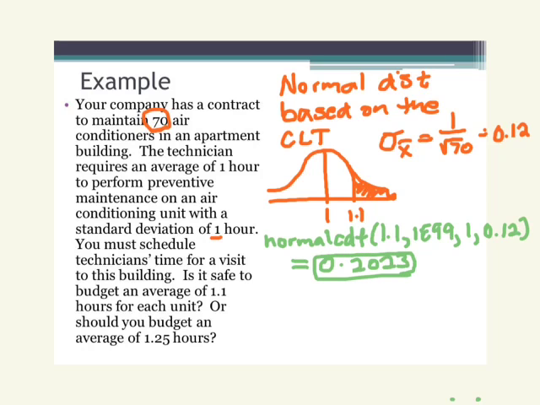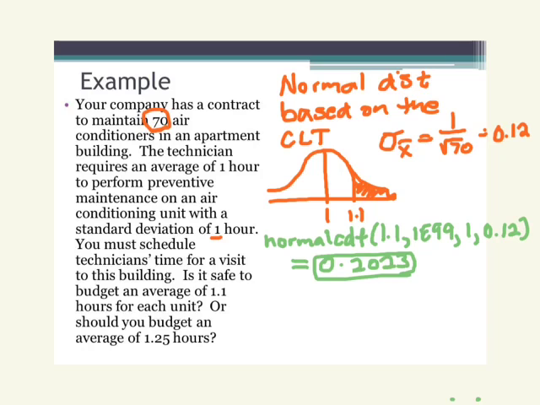So what this means is there's basically a 20% chance that it's going to take our technician more than 1.1 hour to service an air conditioner. Now, if we're looking at a contract, is that a number that we're comfortable with? Probably not. Not if we're dealing with 70 air conditioning units and 1 in 5 of them is going to take more than 1.1. We're probably not going to have customers real happy when we get behind schedule pretty early.